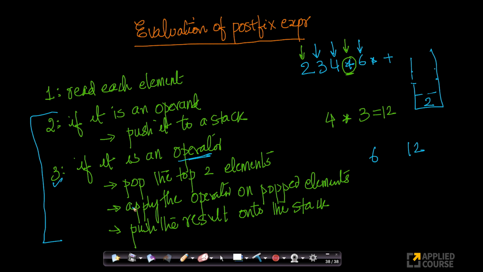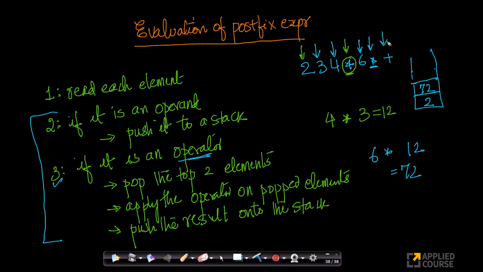Now what is the second step? Apply the operator on the popped elements. What is my operator now? My operator is star. What is 6 12s? 72. Now push the result onto the stack. So I'll push 72 onto the stack now. Well and nice. Now again, I'll continue.